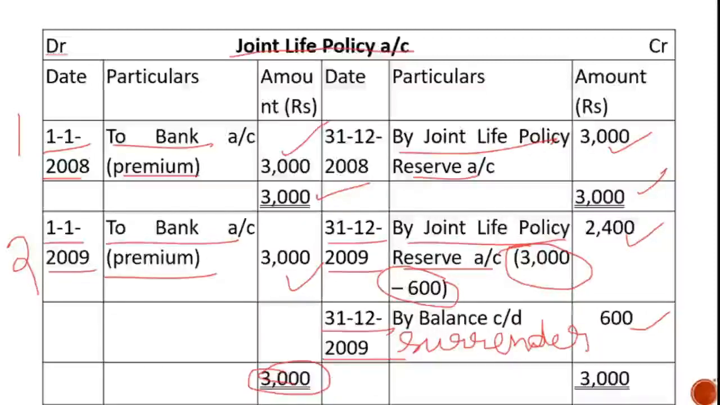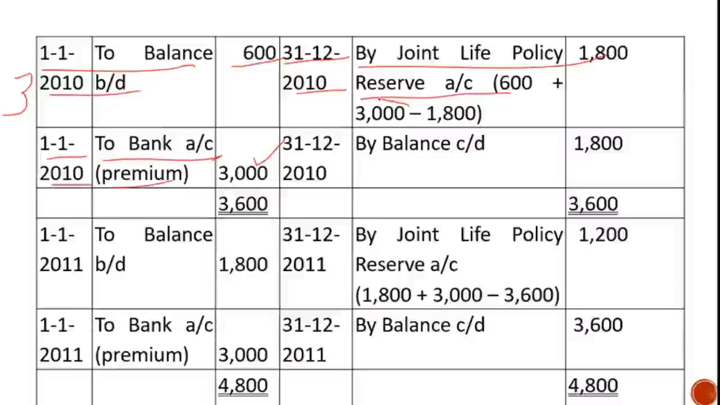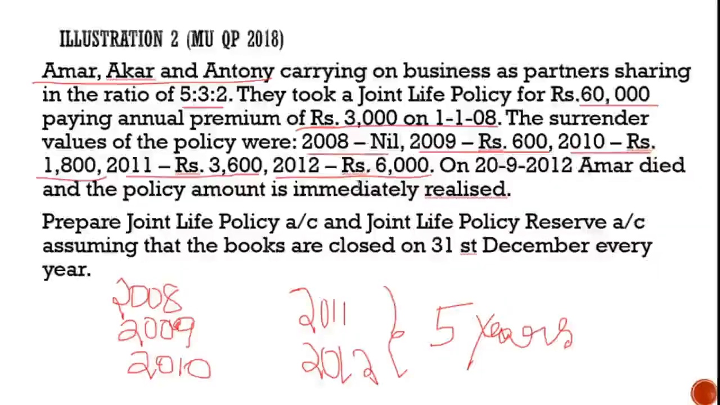Now we will continue for the third year. Third year we will be having an opening balance. So first record the opening balance. In the third year, the opening balance is 600. So record in the third year 600. Then on the debit side, one more entry with regard to the annual premium. Annual premium is 3000. Then at the end of the year, you transfer the annual premium to a separate account which is called joint life policy reserve account, but we are required to deduct the surrender value. It is to be reduced by surrender value.